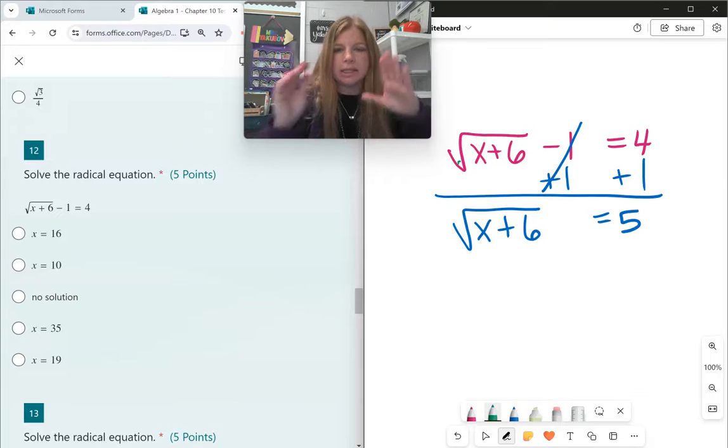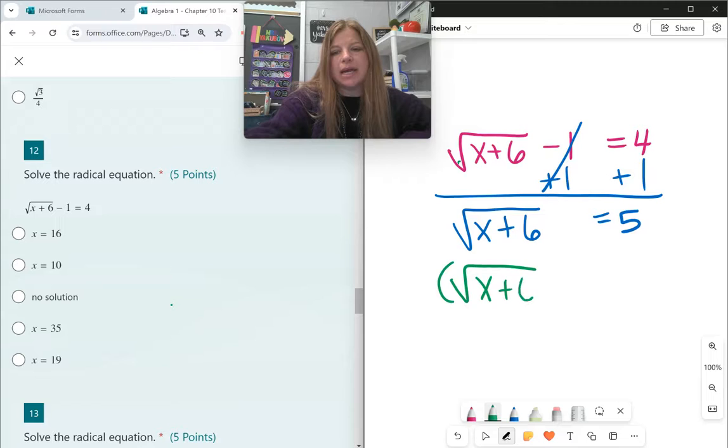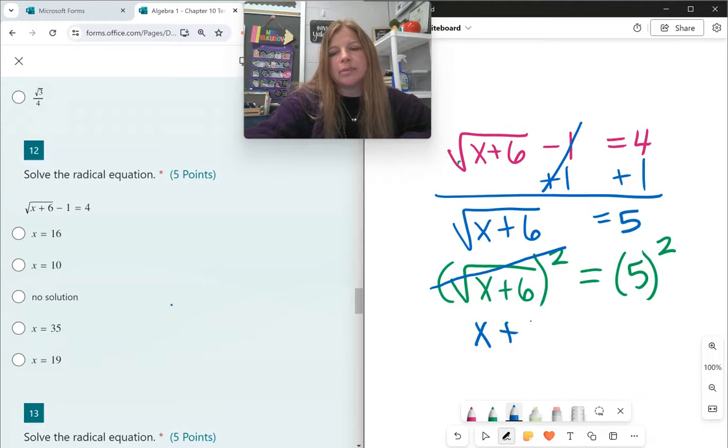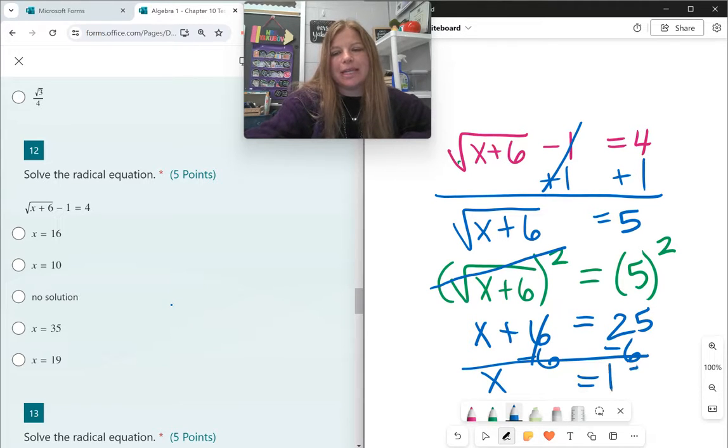Now, once the radical is isolated, the opposite of square rooting something is to square it. So we are going to then square the left-hand side, and we are going to set that equal to squaring the right-hand side. Now, the reason why we do this is that the square root and squared operations are opposite operations, and so you're just then left with x plus 6 equals 5 squared, which is 25. Let's go ahead and subtract 6 on both sides, and we end up getting x equals 19.